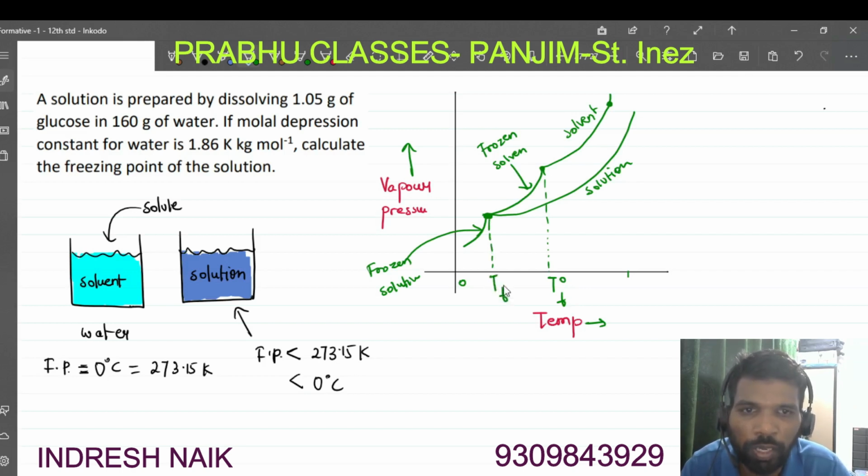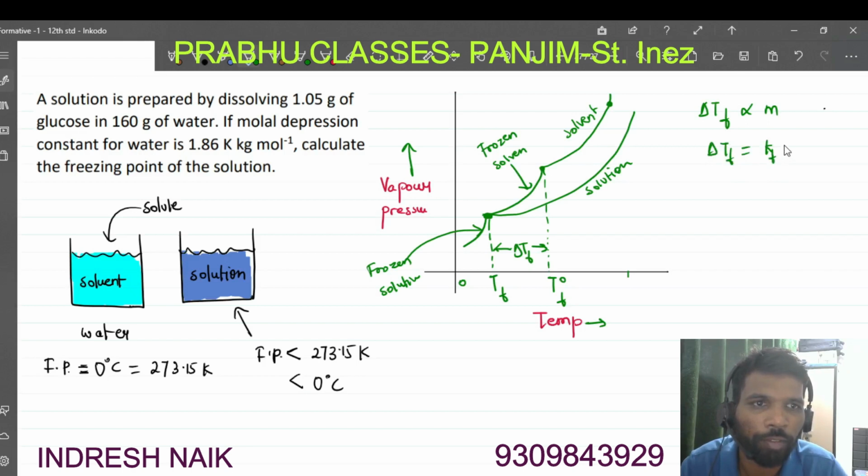This I'll call TF, and this difference I'll call delta TF. This delta TF will be more if you are adding a larger amount of solute. It means delta TF is directly proportional to molality. So delta TF is equal to KF into molality, right? We write this, and there is one more factor, that is the van't Hoff factor i, right?